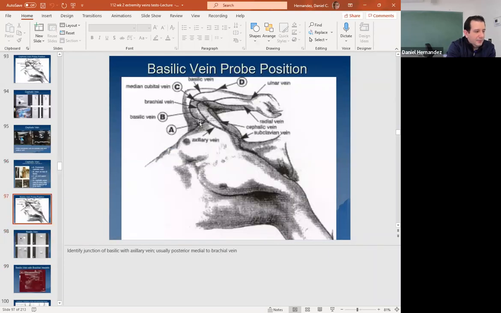Again, the basilic vein takes a more medial track. This is a good schematic. This is the more medial aspect of the arm, and the brachial is more lateral. So if we're coming down, we have to shift our probe inward a little bit more along the inside of the arm to image the basilic. More along the outside of the arm, or more lateral, are the brachials.